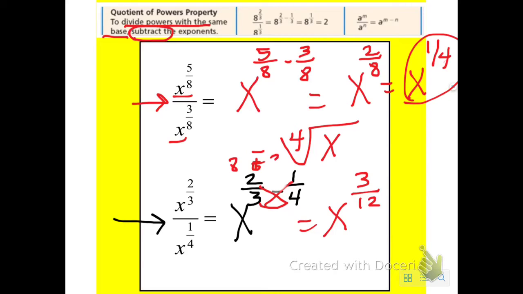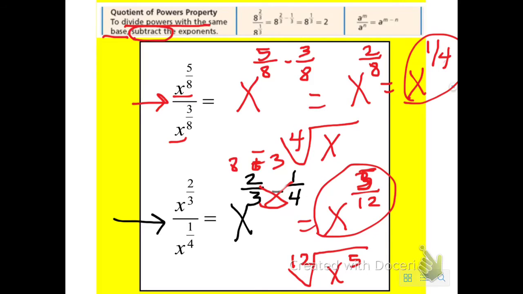Three times 1 is 3, and 8 minus 3 is 5. I can't reduce that, so that is my exponential expression. If I want to write that as a radical expression, my root is 12, to the x, that's my base, and my exponent is 5.